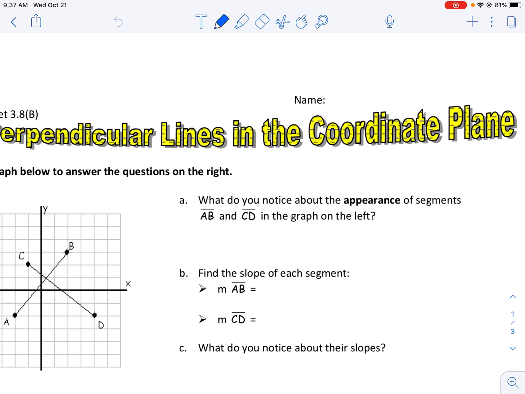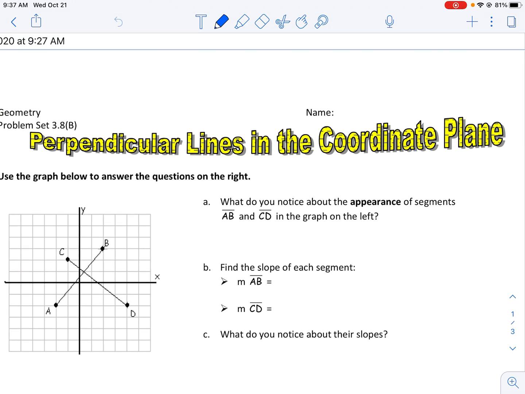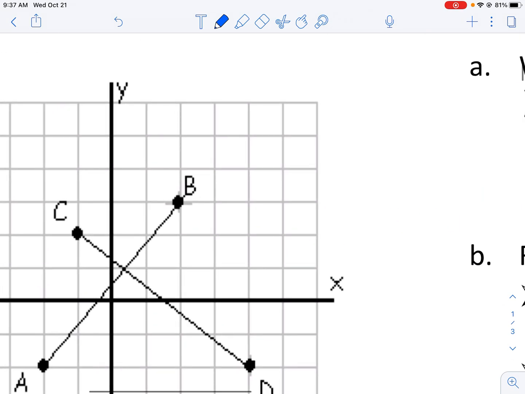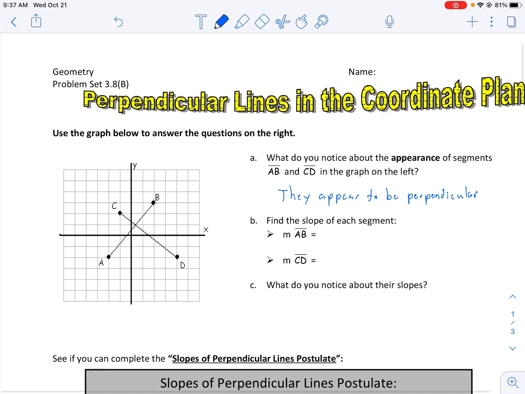So let's look at A right here. What do you notice about the appearance of segments AB and CD on the graph on the left? They certainly appear to be perpendicular. And then we're going to figure out, well, what does it mean for lines to be perpendicular? Remember, that's when they form a right angle. But then what has to be true about the lines to show that they actually are perpendicular?